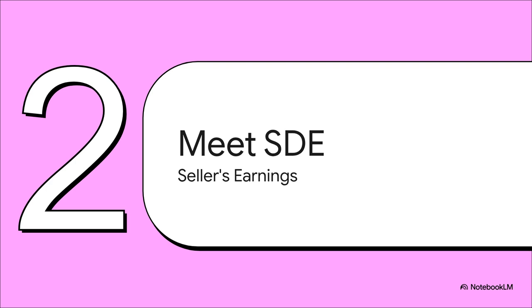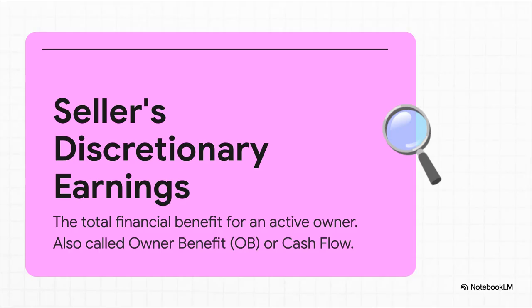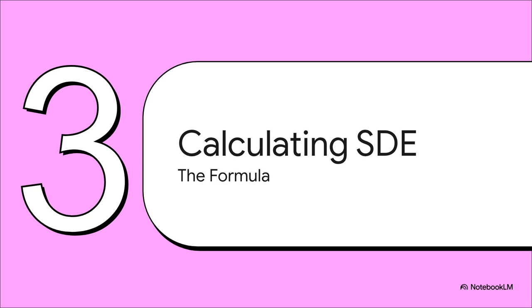And that idea, that whole concept of adding things back, well, that leads us right to the single most common metric used for valuing small businesses, SDE, Seller's Discretionary Earnings. You might also hear it called owner benefit or cash flow. Basically, it represents the total financial goodie bag that you, the owner, get from the business in a single year. It's the grand total of all the financial perks. So, how do we actually calculate this SDE number? It's not some kind of magic or dark art. Nope, it's actually a pretty simple and logical formula.